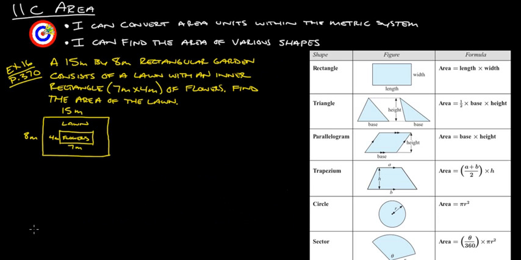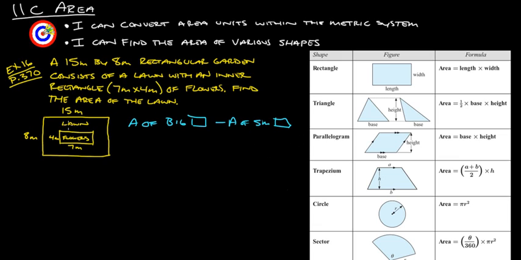So this is from page 370. This is example 16. A 15 by 8 meter rectangular garden consists of lawn within the inner rectangle. So there's the lawn. Oh, sorry, with an inner rectangle of flowers on the inside. So find the area of the lawn. So to do that, we just find the area of the big rectangle, right? And then subtract the area of the small rectangle.